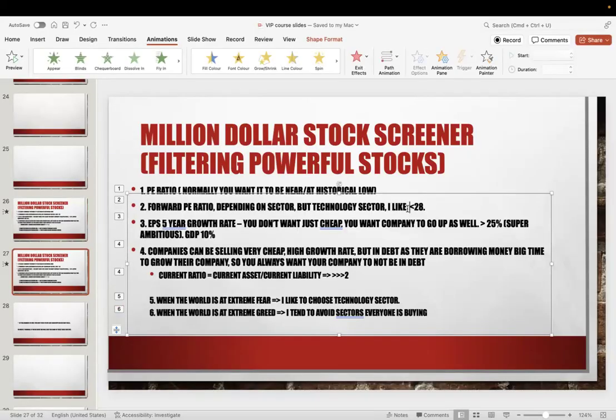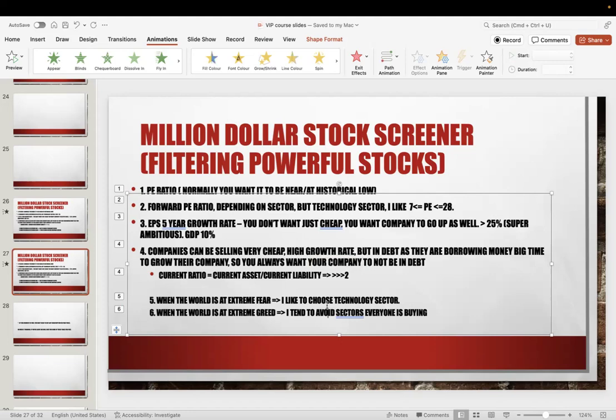So for the forward PE ratio and stuff like that, I'm going to make it very simple. I want it to be at least 7, but not more than 28. Okay? Greater than or equal to 7, less than or equal to 28. For the EPS growth, I made it there already, at least 25%. For the current PE ratio, I always make it 2. Okay, so these are like 3.